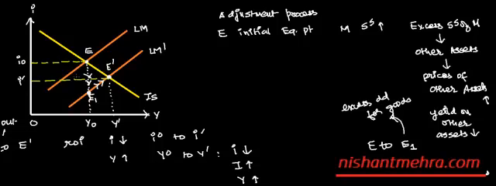Right? Now, at the low level of interest rate, at the initial level of output, what will happen? Investment will increase. Demand will increase. When demand increases, shopkeepers will run down their inventories, and hence output will expand along the LM curve, from E1 to E dash, and output will expand from Y naught to Y dash. That's one thing.